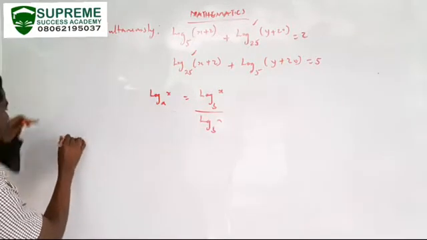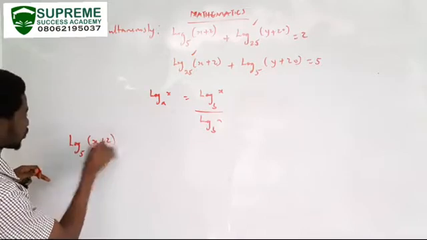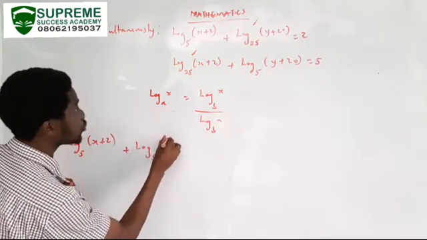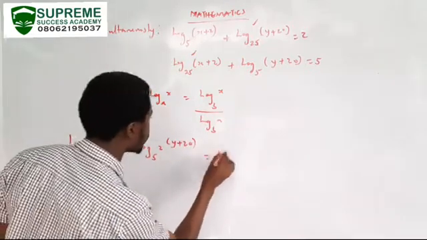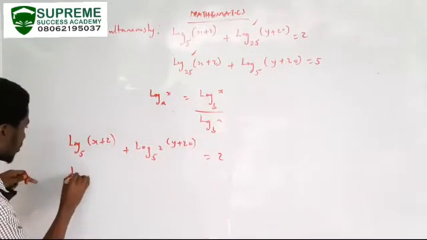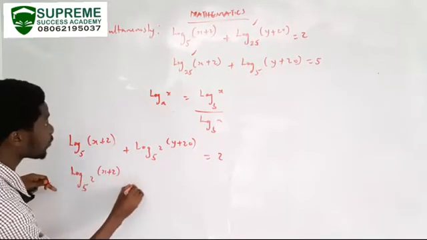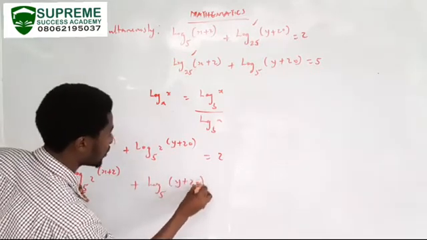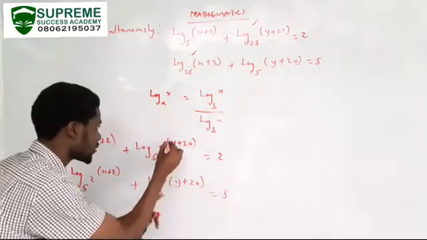Now look at this. Let me write this equation. Log x plus 2, plus, simplify 25 to what? 5 raised to the power 2, raised to the power of y plus 20. Can you see? Then equals 2. I've simplified this. Now also simplify this: log 5 raised to the power 2 raised to the power x plus 2 plus log 5 raised to the power of y plus 20 equals 5.